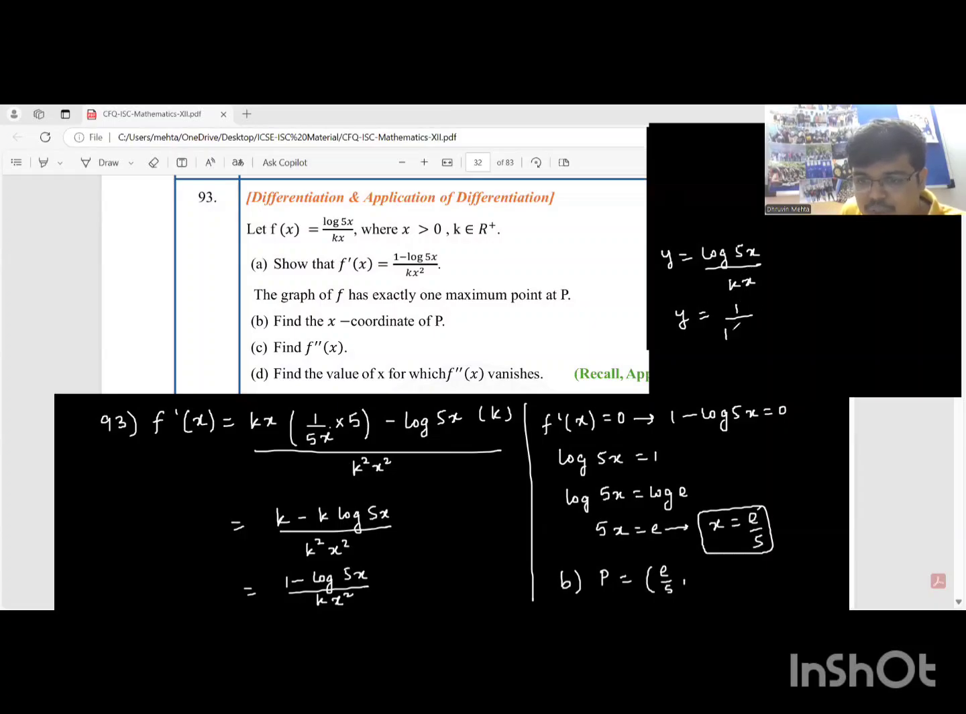So y is equal to log of 5x, students, in this case x is e. So log e is 1 upon k into e by 5. So this is basically 5 by k into e.